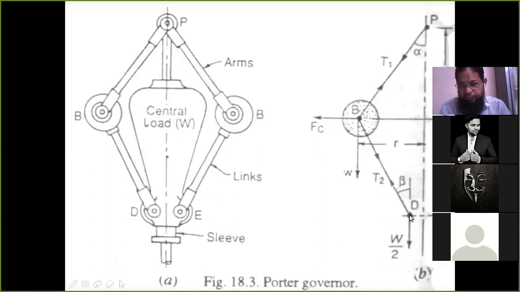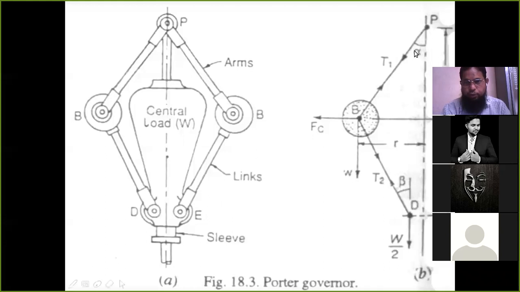At point D we have two forces acting. You see the total central load W is acting on the sleeve, right? So by symmetry, half of the load will be acting at point D. So this load is W by 2. This is the half of the load of central weight. Second force is tension T2 in the link. So these are the two forces acting at point D.